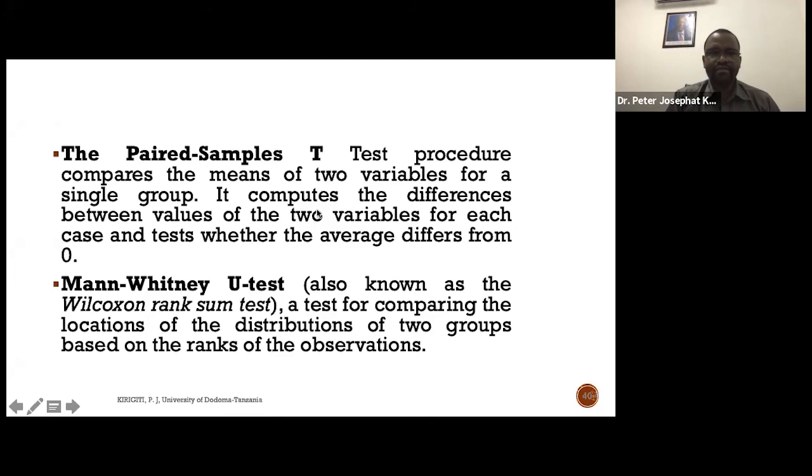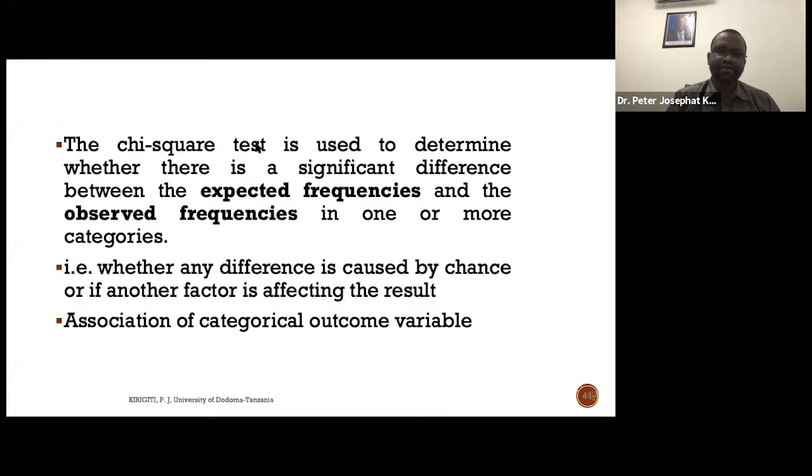Do we have a paired sample t-test that we are making a follow-up of that one? Are we interested to compare the location of the distribution of two groups? And we are interested in the Mann-Whitney U-test, then you have to adapt when you have this kind of interest. The same to chi-square. We have a chi-square as a goodness of fit, and we have a chi-square for independence.